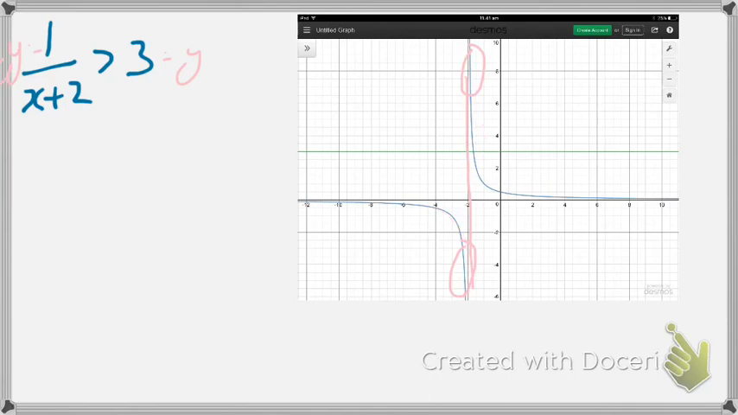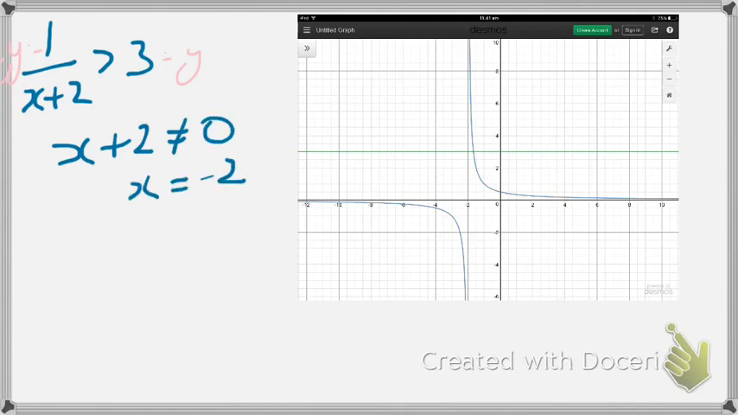So we do the same thing as before. We start by identifying those two things: when they meet and when there's an asymptote. Firstly, the asymptote: x plus 2 cannot be 0, so x cannot be minus 2. That's going to be our first element on our sign diagram.